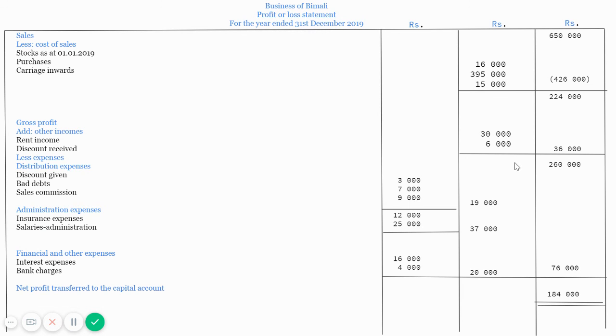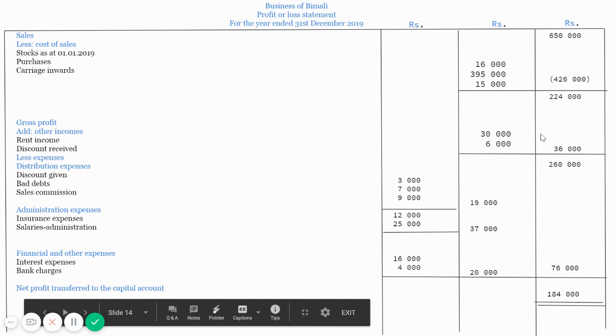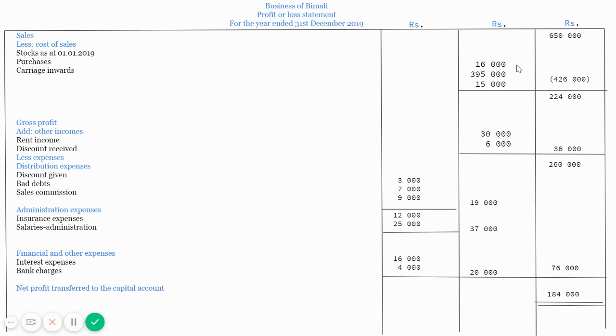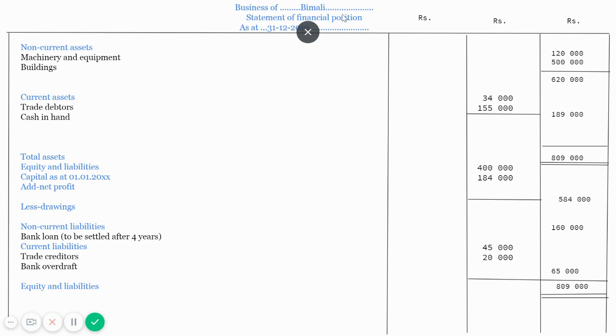Then get the total of other incomes. Then get the total of other expenses. So at the exam, that's how the marks are allocated. You will be awarded marks for the two headings, half a mark here and another half a mark here. Then for the two formats, if you have done them properly with rupees and all these headings, you will be given another half a mark.